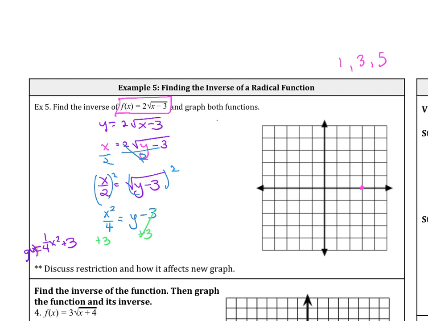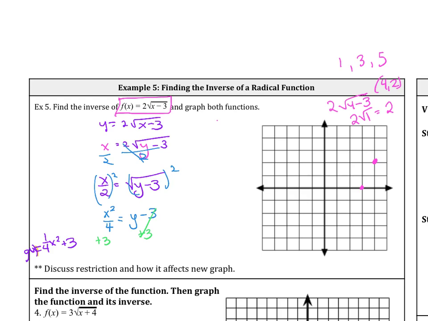So what that means is, if we plug in 3, we get 0. Let's plug in 4, right? 2 square root of 4 minus 3, let's solve for that. 4 minus 3 is 1, the square root of 1 is 1, so the answer is 2. So notice, when I plug in 4, I get 2. So I get 4, up 2. Normally, I go right 1, up 1. And in this case, I go right 1, up 2.